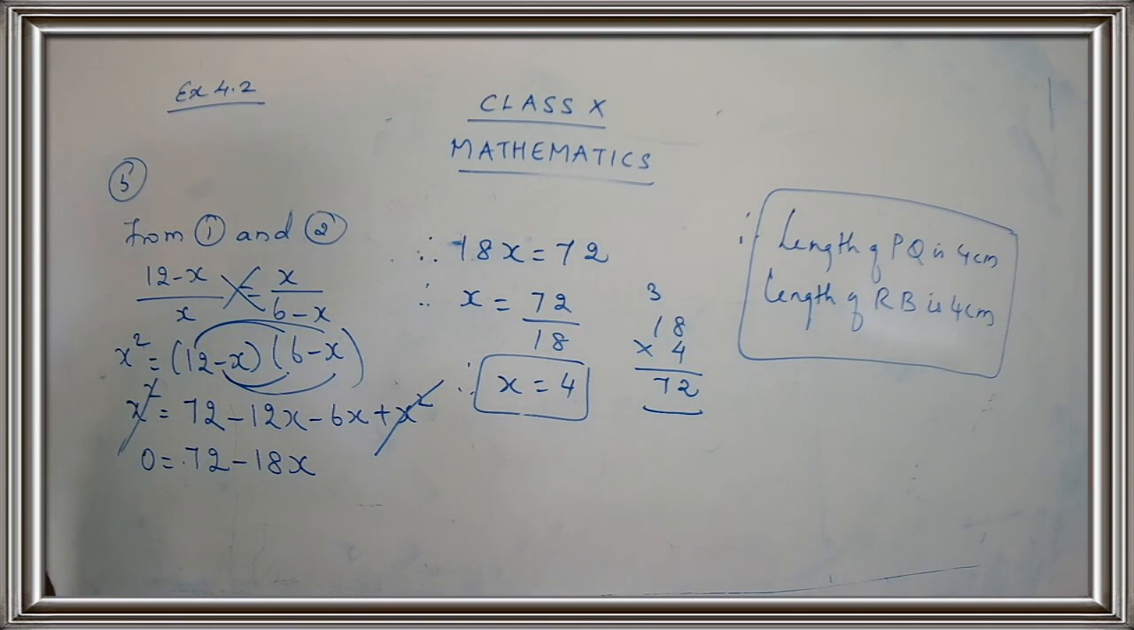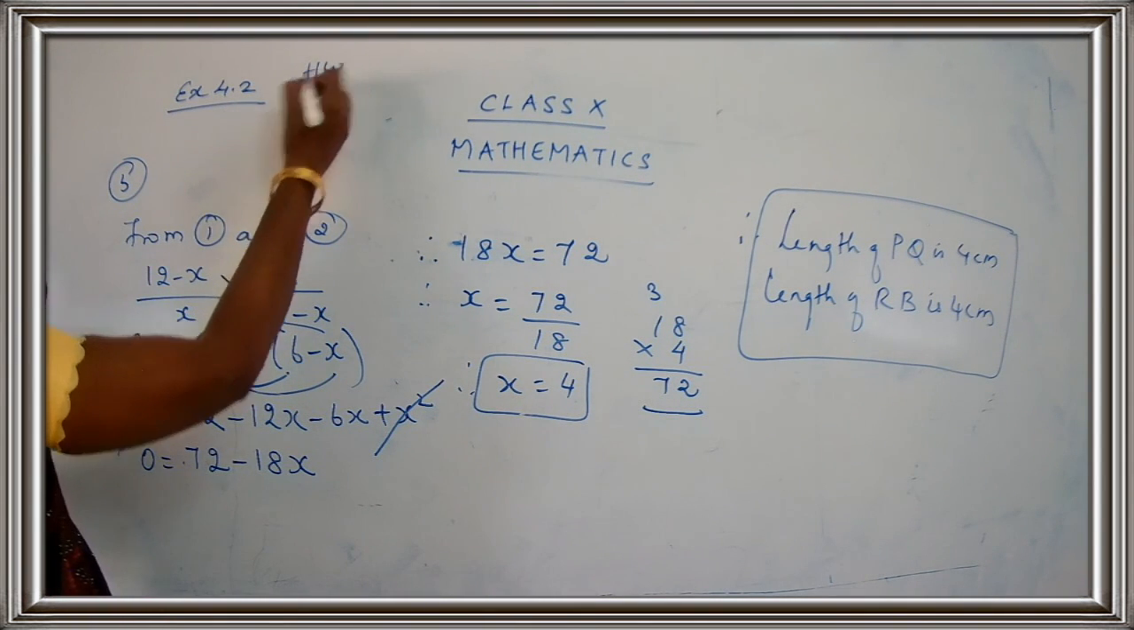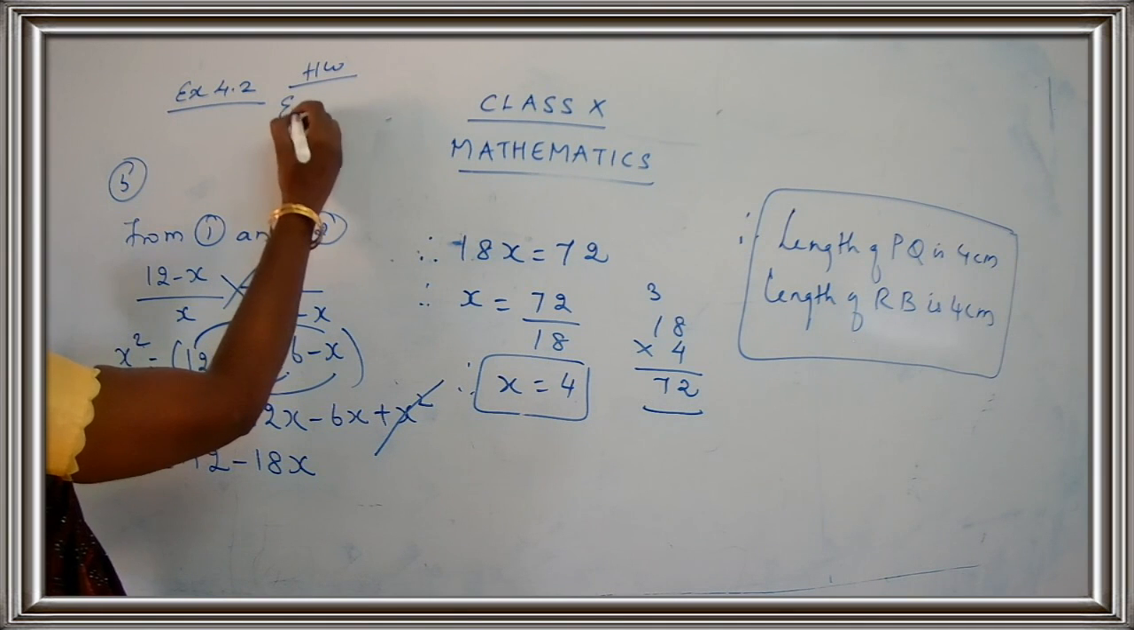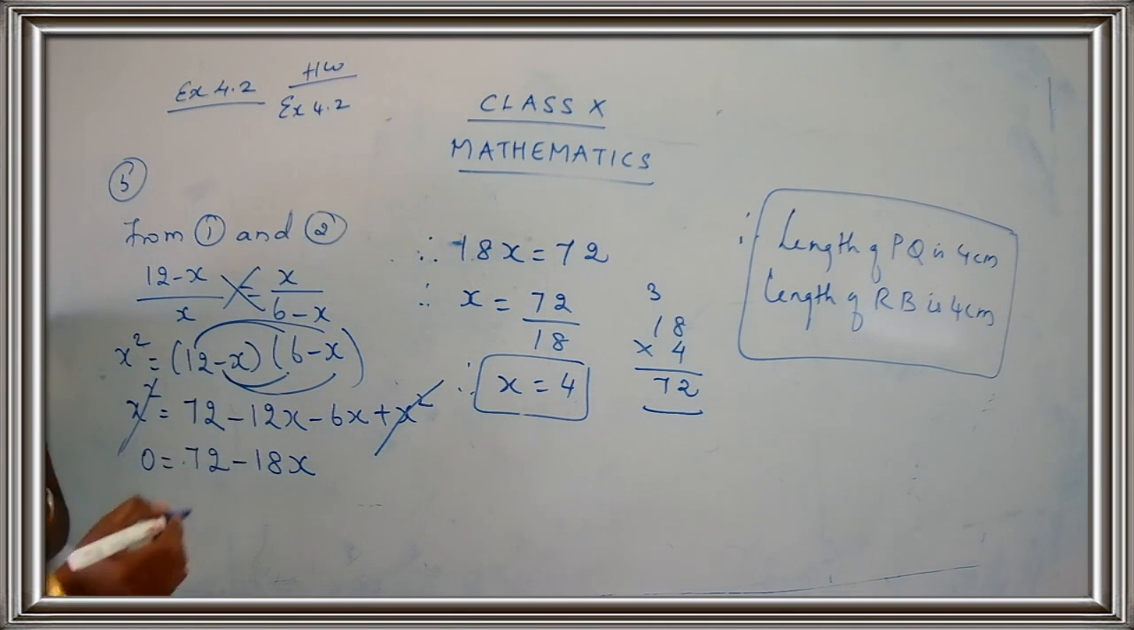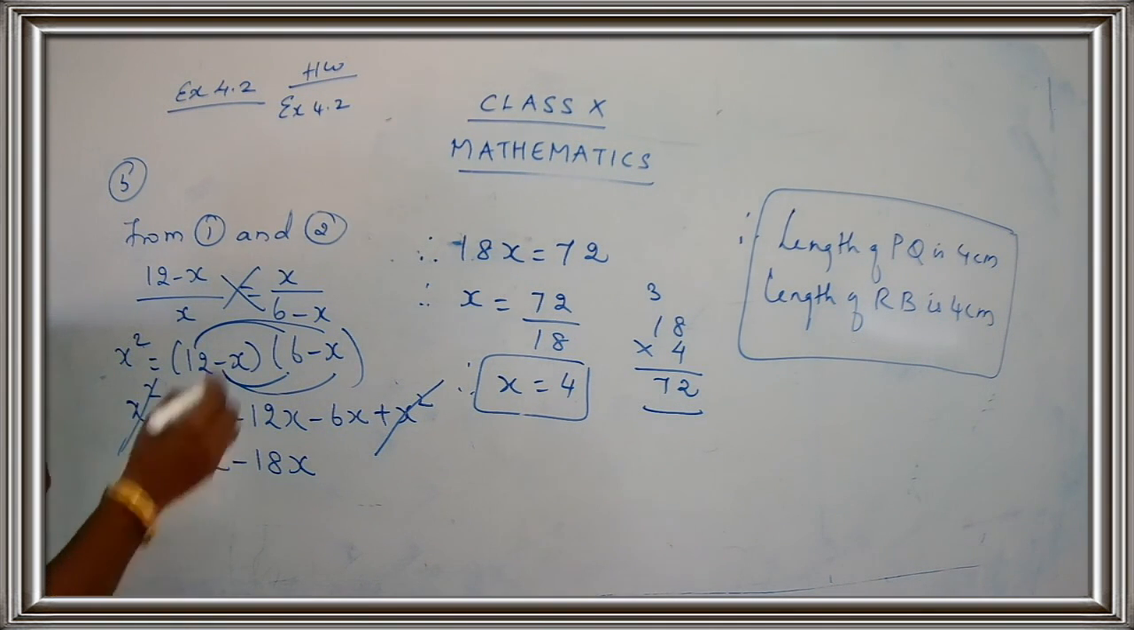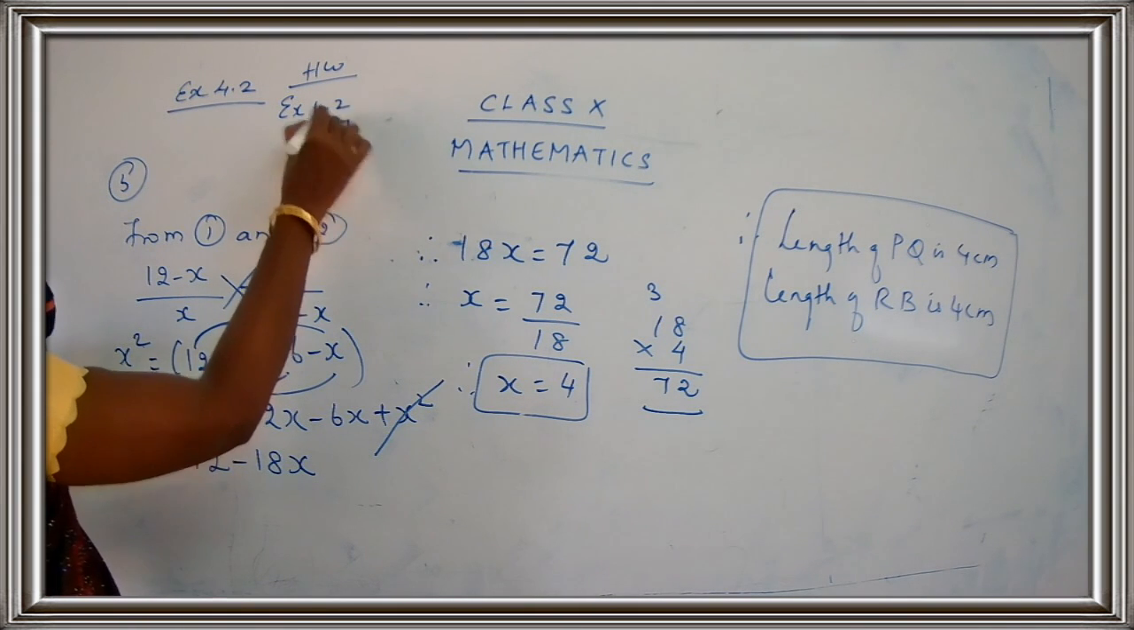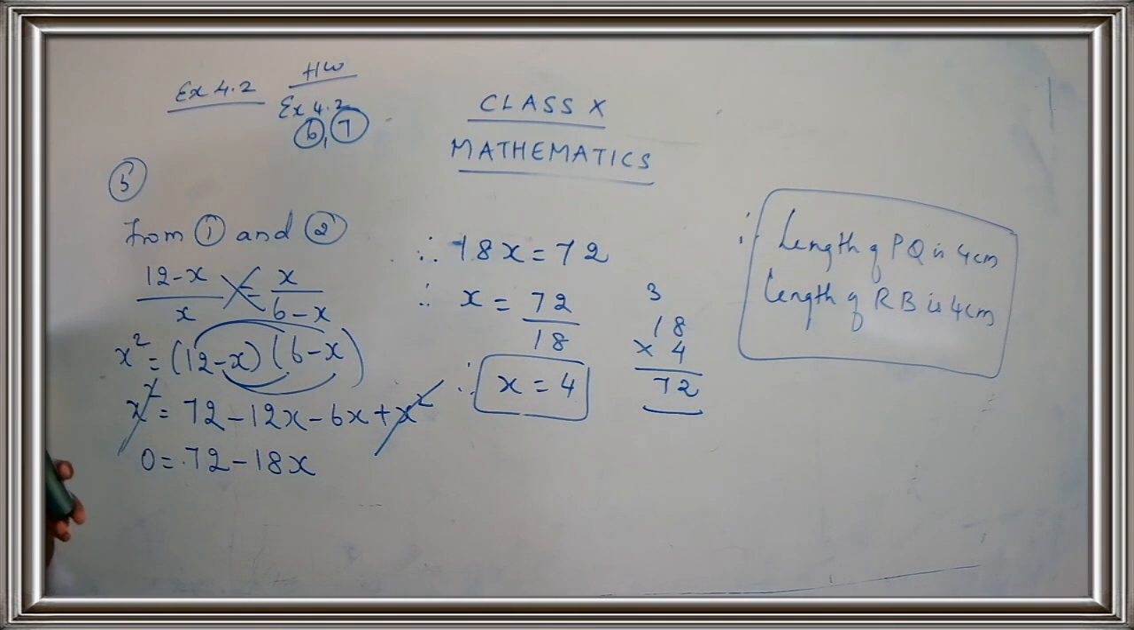Till sum number 7 we deal with the basic proportionality theorem, and from sum number 8 we will be dealing with the angle bisector theorem. We have one more theorem, that is the angle bisector theorem. So in the next class I'll be explaining what the angle bisector theorem is, and we will be dealing with the sums based on the angle bisector theorem.